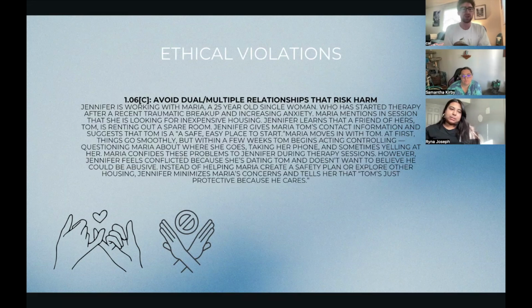So the first ethical violation we have is of standard 1.06C, which is about avoiding dual/multiple relationships that may risk harm to your client.